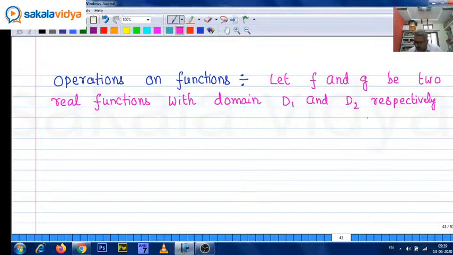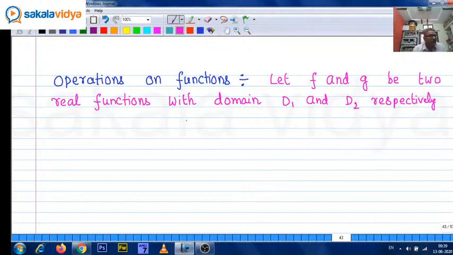Though Eamcet may be postponed, it will be conducted because it's a deciding factor to get admission into engineering. Let f and g be two real functions with domains d1 and d2 respectively.